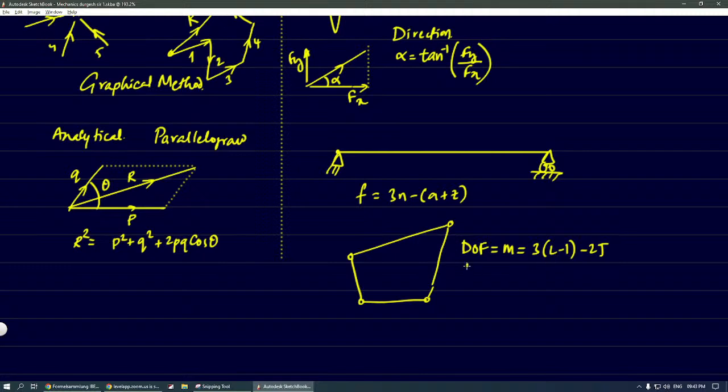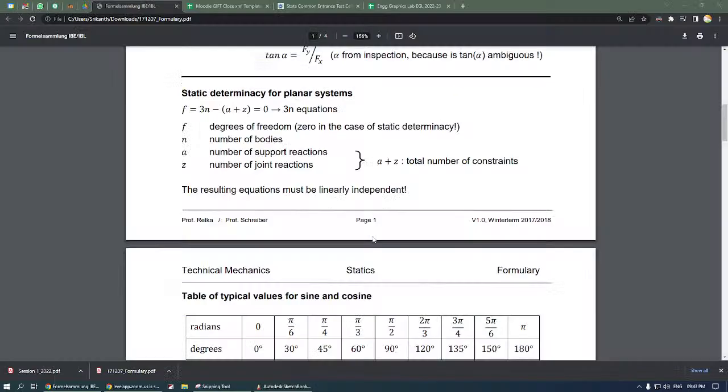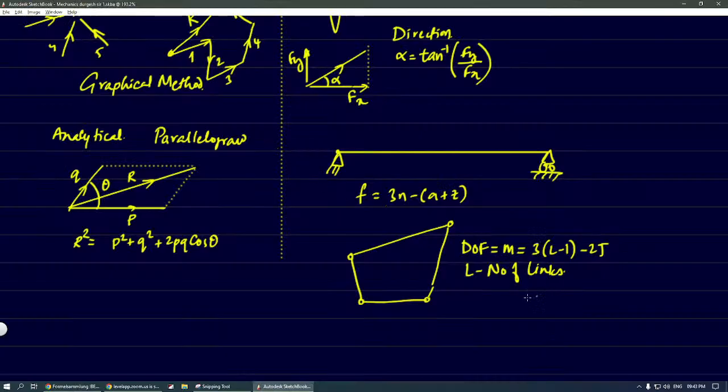Where L is the number of links. In your book, it is stated as the number of bodies; here we call it the number of links. And J is the number of binary joints. Binary joints are the joints where 2 links are connected. Right? So in this mechanism, let us say we have 4 joints, 1, 2, 3, and 4, and we have 4 links, 1, 2, 3, and 4.